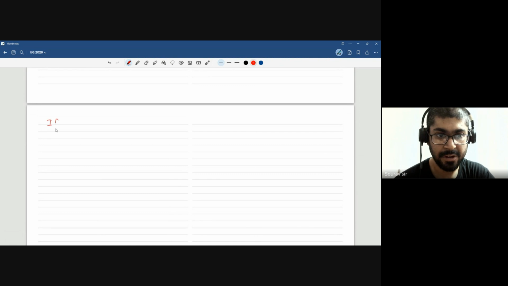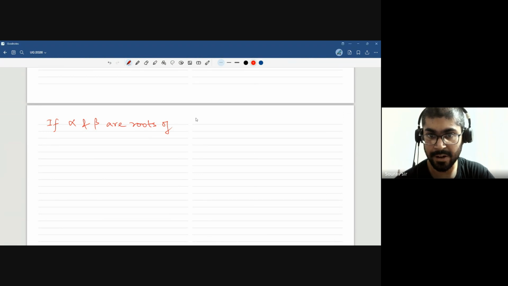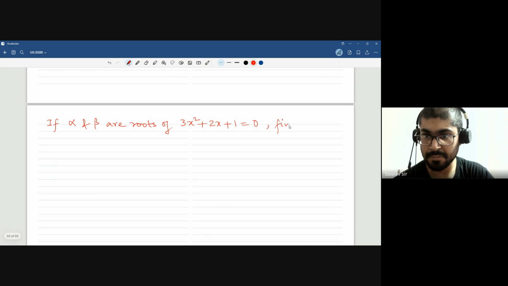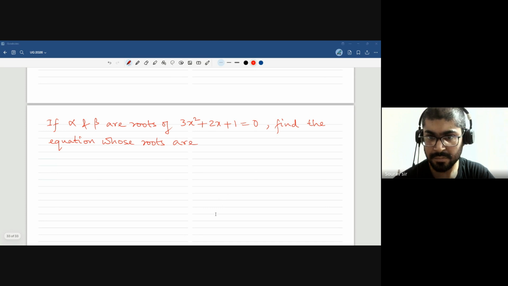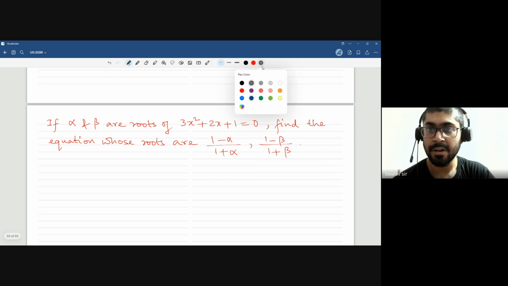It is said, if alpha and beta are roots of 3x square plus 2x plus 1 is equal to 0, find the equation whose roots are 1 minus alpha by 1 plus alpha and 1 minus beta by 1 plus beta. Try this one.